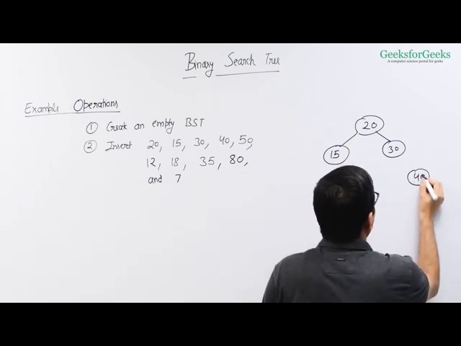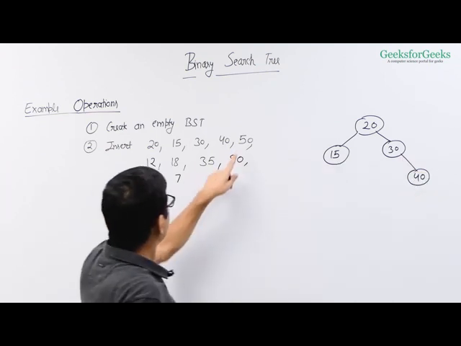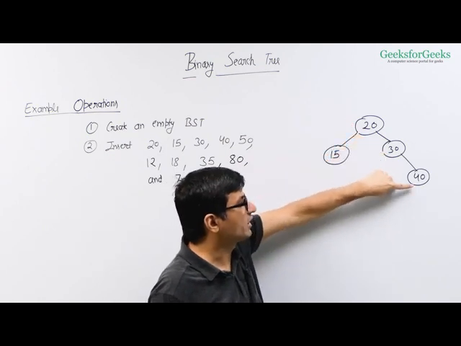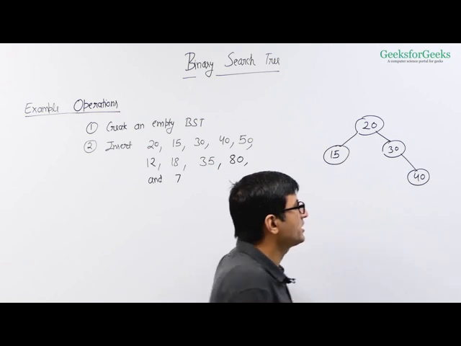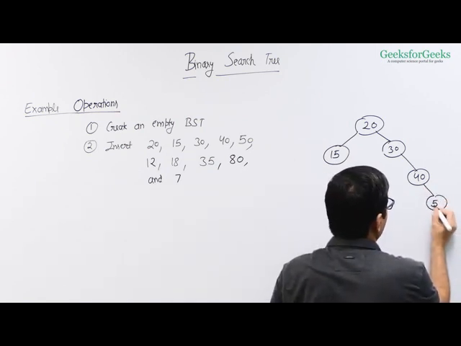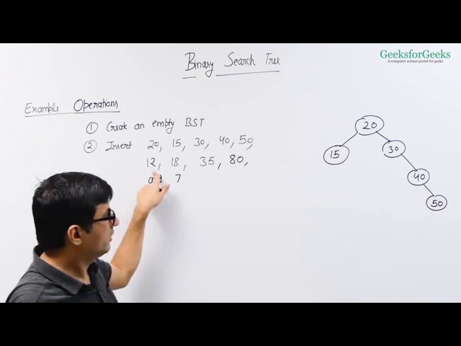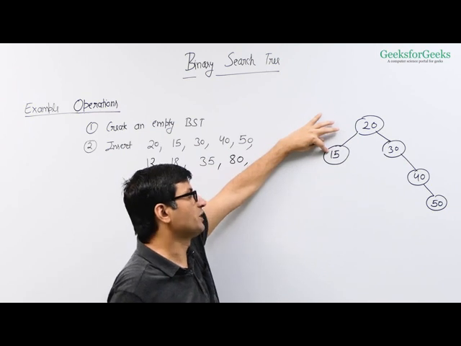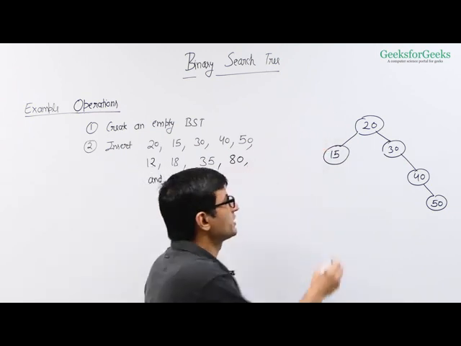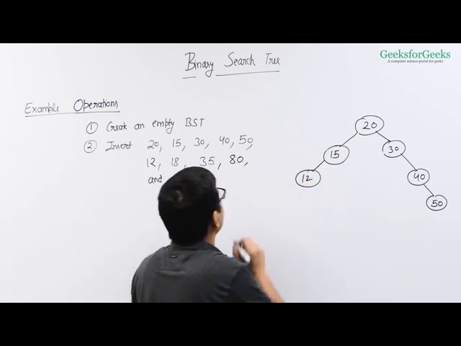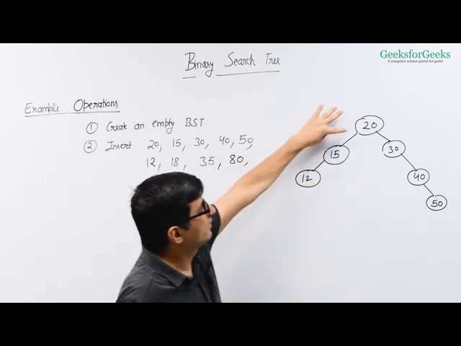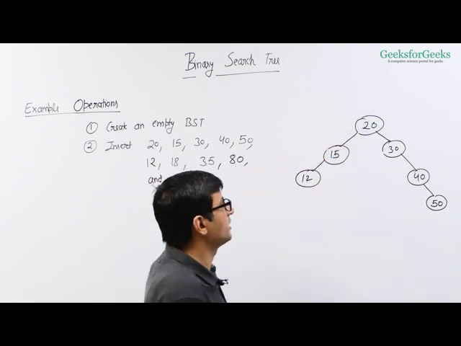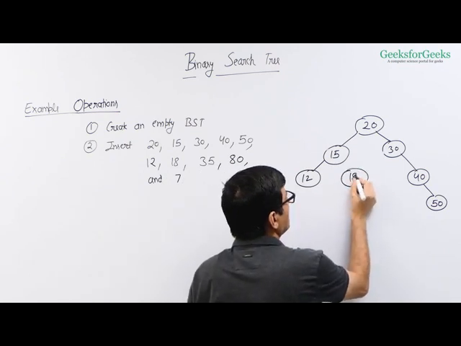50. We will begin with the root. It's greater, we'll come here. It's greater, we will come here. It's greater. And we have an empty place, so we'll insert 50 here. 12, it's smaller than root, so we'll come here. It's smaller than 15, so we'll come here, and we have an empty place, so we'll insert it here. 18, smaller than root, we'll come here. Greater than 15, we'll go to the right side, and we have an empty place, so we'll insert 18 here.